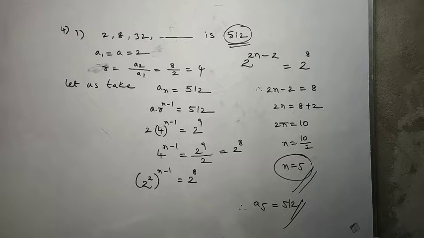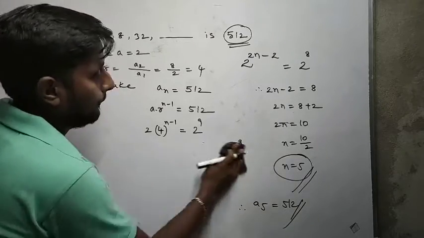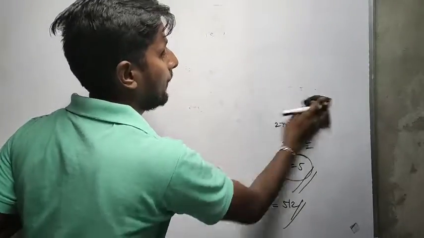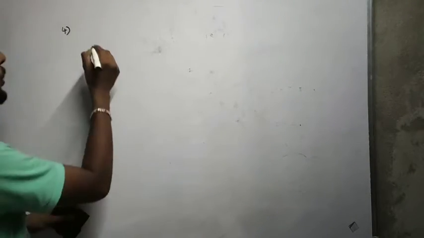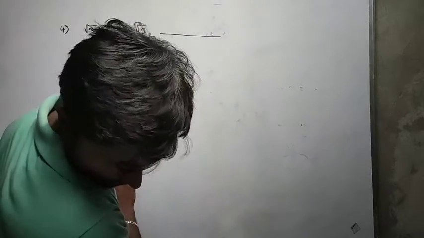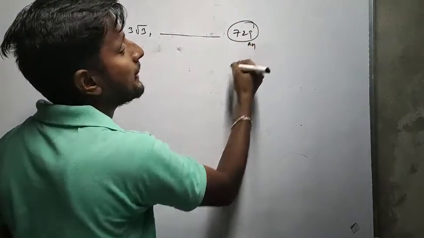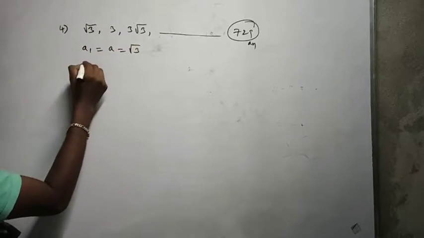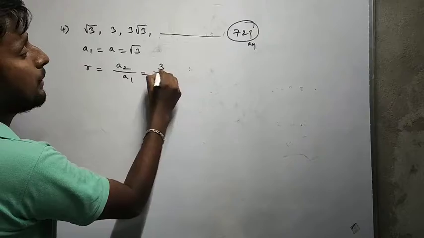Okay. We'll see one more problem from the same bit, the second problem, beta. The second problem is root 3, comma 3, 3 root 3, and so on. And the number is 729. So I can take this as the nth term. So a1, the first term a, is root 3. The common ratio r is equal to a2 by a1. So a2 is 3 by root 3.